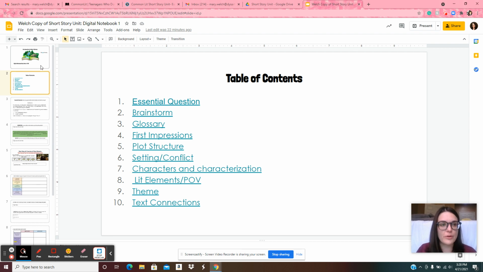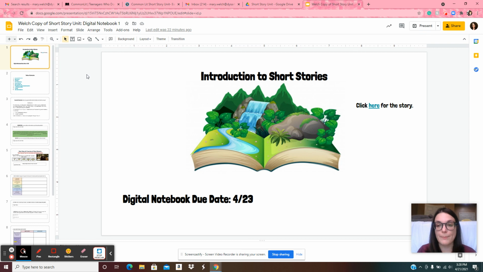So for our digital notebook, you will need to have read the story Button, which you can find a link to right here. It's going to bring you to a PDF of our story. That link should work whether or not Schoology is working, whether or not CommonLit is working. You should have access to the story from there.